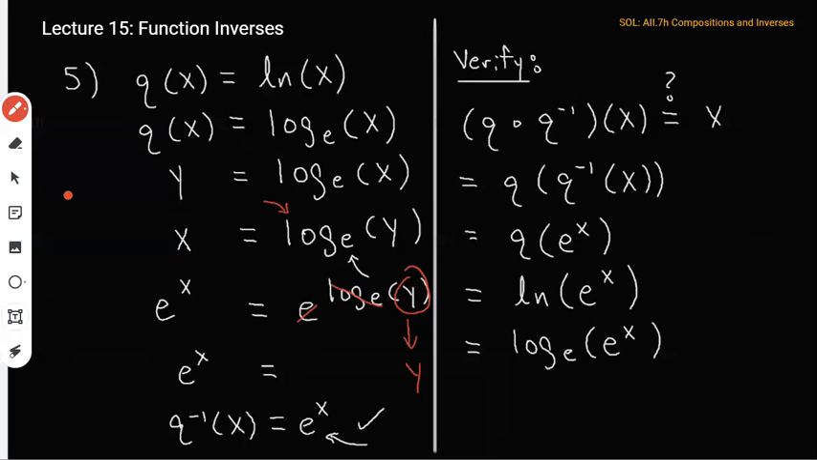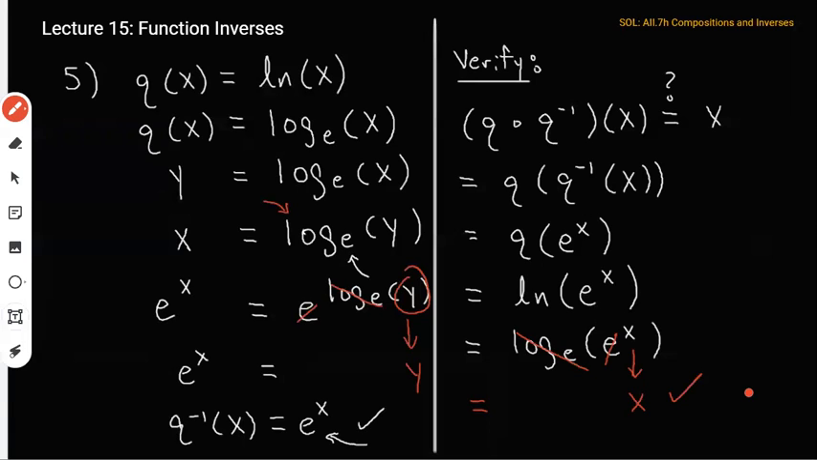So the base of the logarithm is an e, right? And then the base of the exponential function is an e as well. So I can cross that out. And then what am I left with? Just an x. So we know that these two functions are inverses.